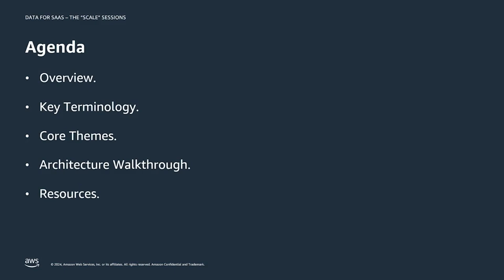This is the agenda for today, and for the next 25-30 minutes or so, we'll cover the following topics. We're going to look at an overview of what SaaS is. We're going to introduce some key terminology, some core themes we're going to explore during these sessions. And we're going to finish with a typical architecture walkthrough of a SaaS implementation that would run within Amazon Web Services.